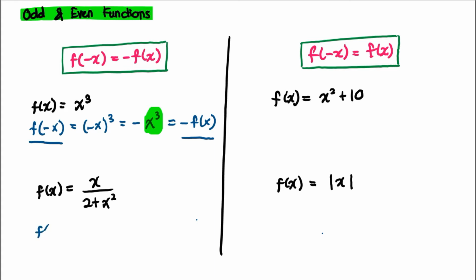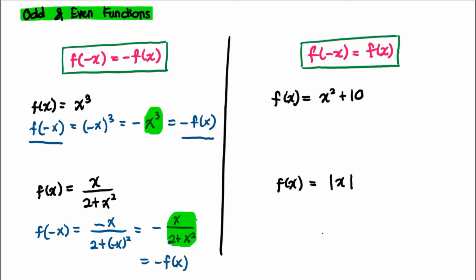Alright, let's test this one. Suppose we have this function. We just replace the variable x with a negative x. Therefore we'll have negative x over 2 plus negative x to the power of 2. We can factorize a negative there, so we'll have negative of x over 2 plus x squared, because negative x to the power of 2 becomes a positive x squared. And this is actually f(x). Therefore we have this as a negative of f(x), so we can conclude that f(x) in this case is an odd function.